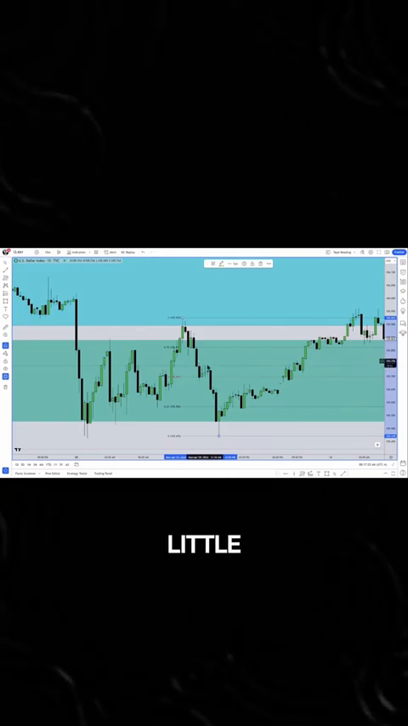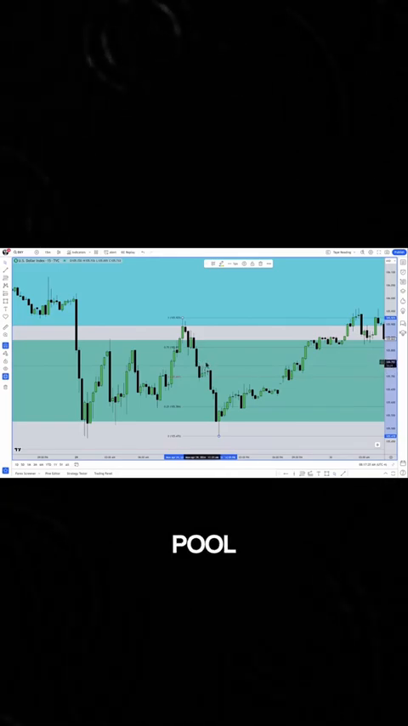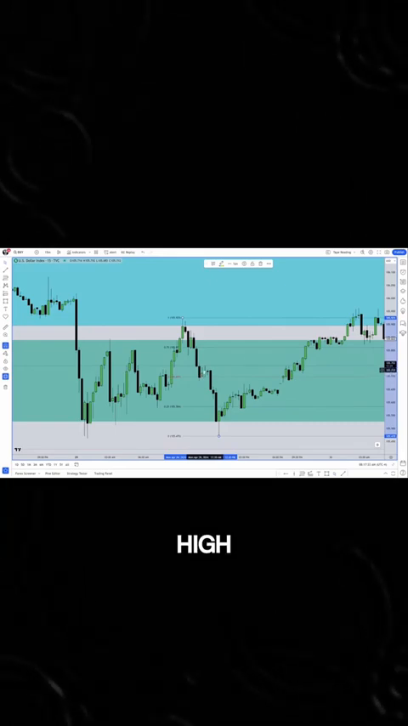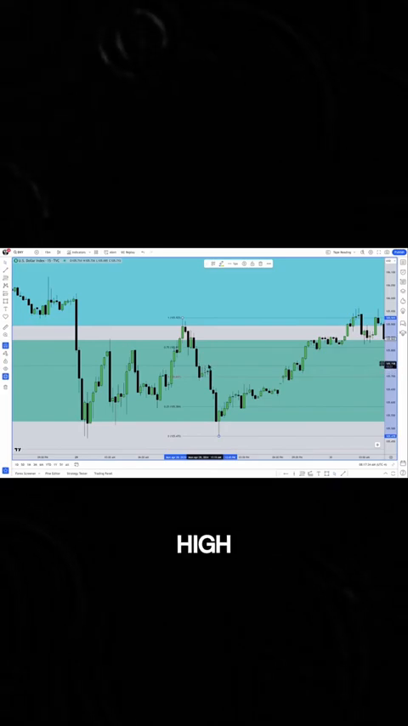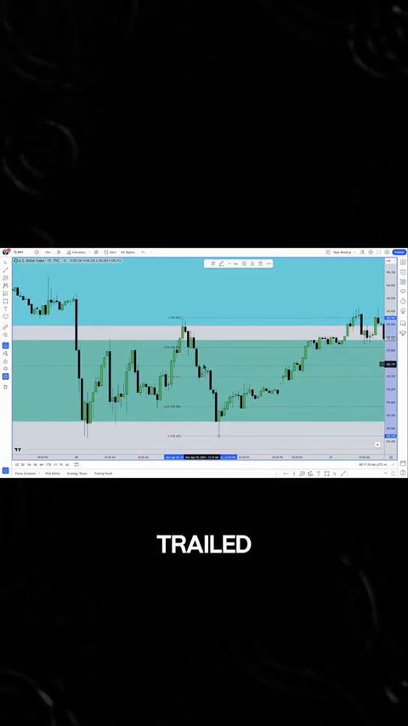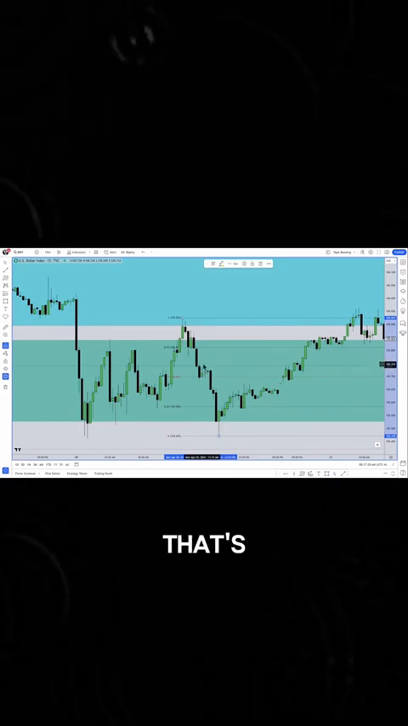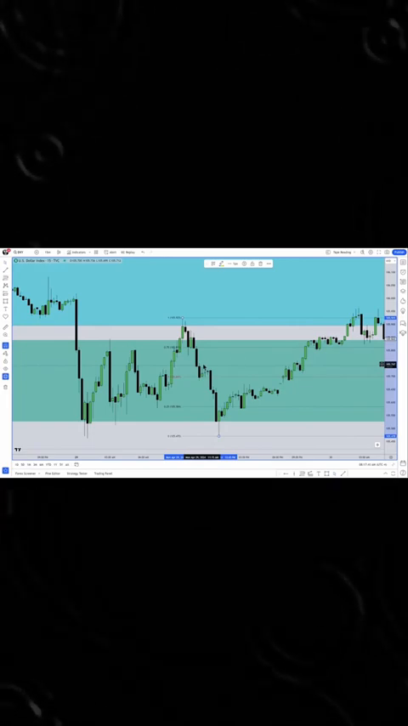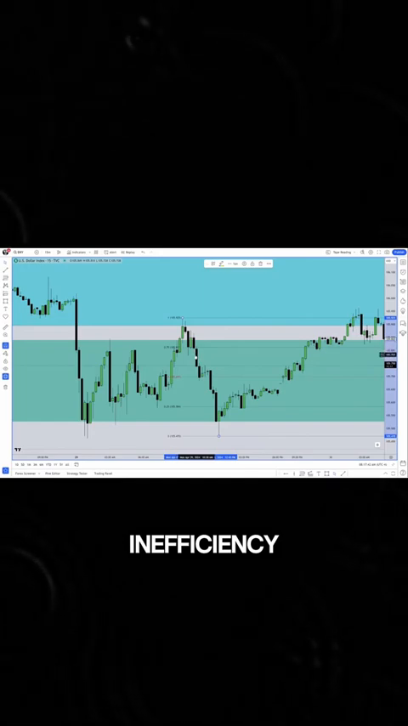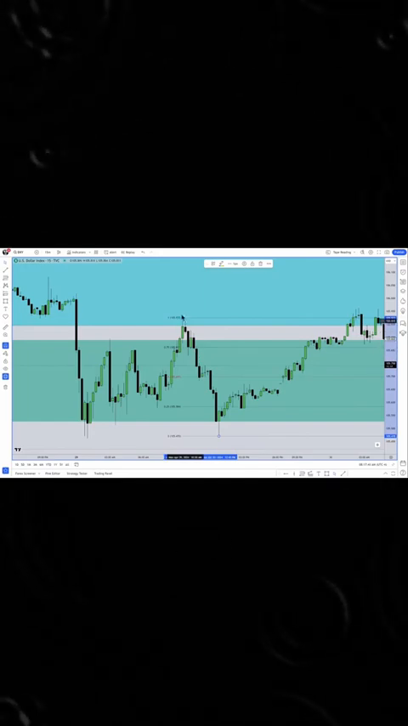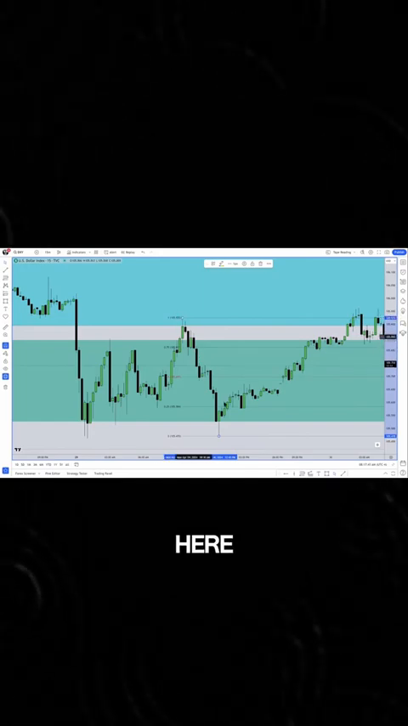There's a small little short-term minor buy side liquidity pool here because we have a candle high, higher high, lower high. So that's a swing high. So there's going to be trailed stop losses right there. And that's usually a big mistake, especially when it's coupled with an inefficiency just to the left of it. And then you have the buy stops that will be resting over here.